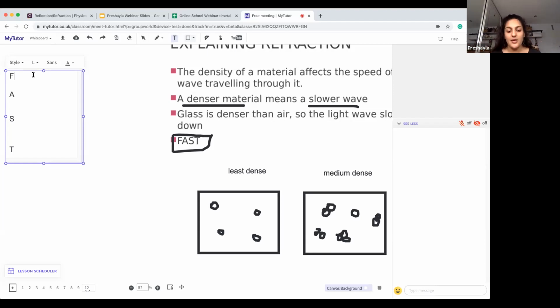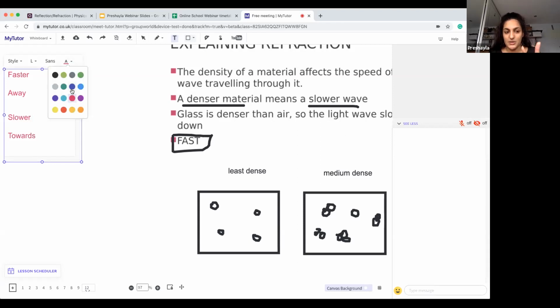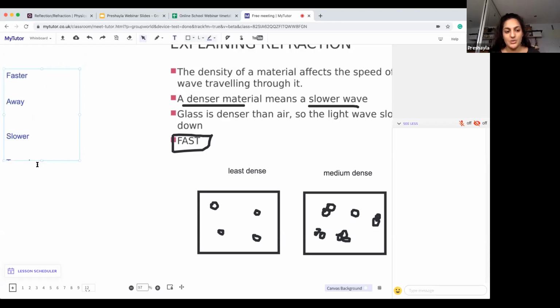So if the wave goes faster in the second material, if it gets faster, i.e. it goes from glass to air, then it goes away. So these two are linked. Faster and away are linked together. Okay, they're a little pair. Now S and T, as the second two letters, are slower and towards. Okay, so slower and towards are a little pair as well. So it's two pairs: faster away, slower towards. I can't make them two different colours, but hopefully you can kind of see the pairing.